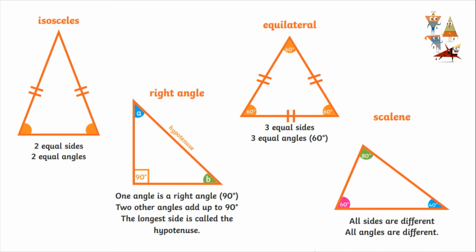So just remember, equilateral triangle, everything is equal. Isosceles, two sides the same on the icy mountain. A skew width scalene, where everything is different. And a right angled triangle, which, surprise, surprise, has a right angle.